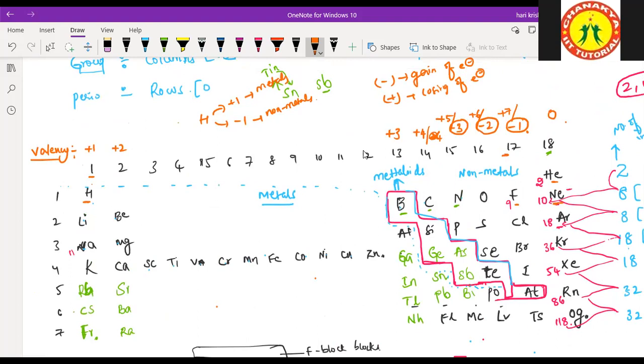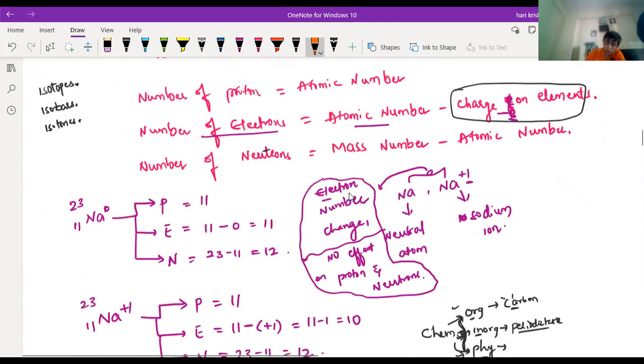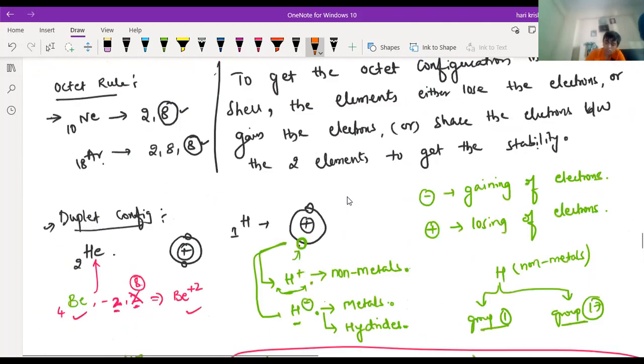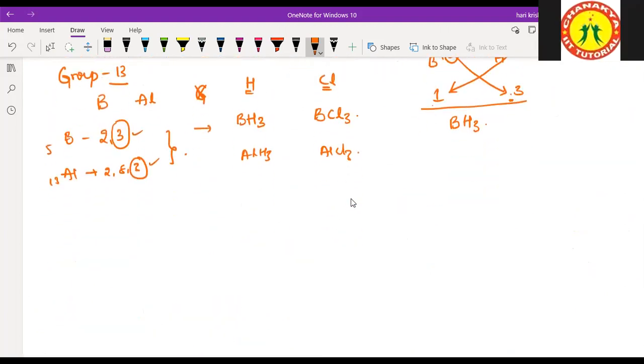Or else, metals are electropositive in nature. Keep it as a side heading: electron donors, metals are electropositive in nature. Non-metals are electron acceptors, and are electronegative in nature. Clear? Valency? Yes, sir.